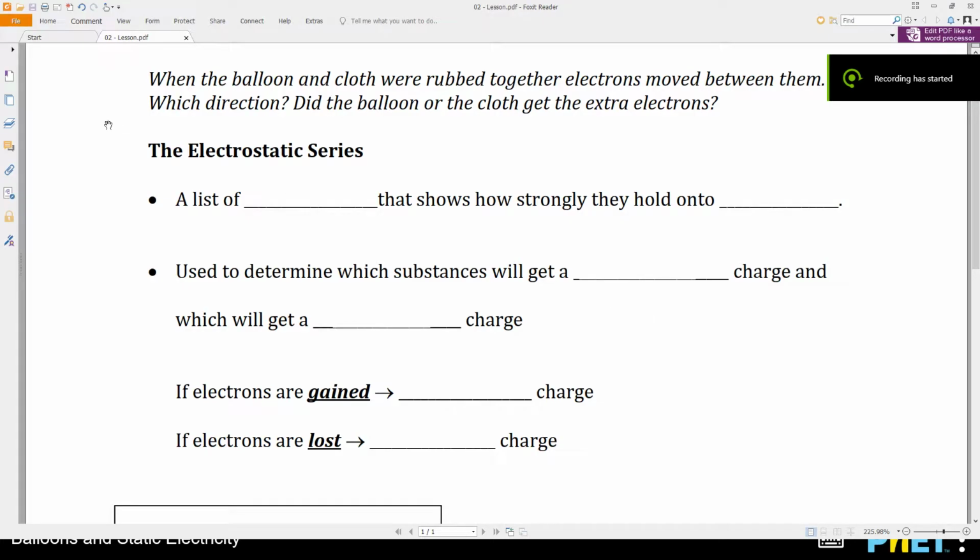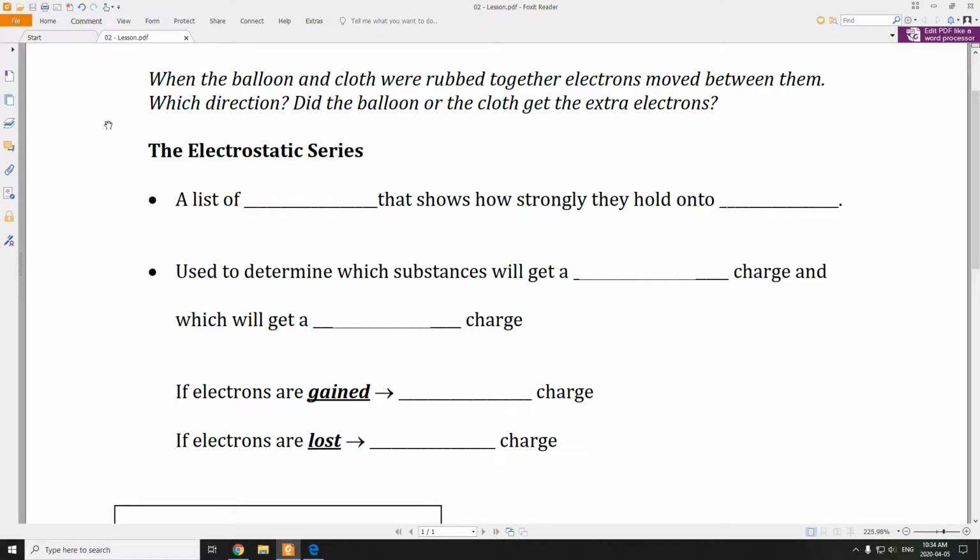Hello, everybody. So, in our last lesson we found out that you can get a static charge on an object, meaning a charge that's not moving, extra electrons or maybe a lack of electrons, just by rubbing two objects together. Electrons are on the outside of an atom, so it's easy to move them between atoms, right? So it's the electrons that are moving.